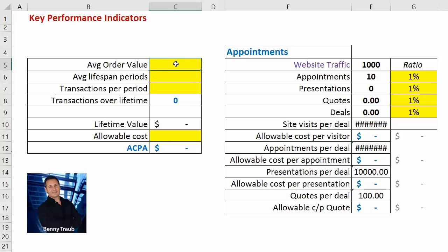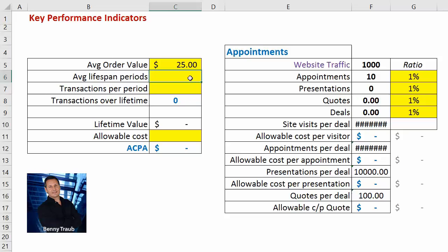So the average order value is the first piece of data we need. What is the average order value? Well, let's just say, for example, you have an insurance company, and the average transaction value for you is $25. That's what it's worth to you. Now, their premiums might be higher, but that's what you make on it. So that's what we'll enter here. So let's just enter $25 just for illustration purposes.